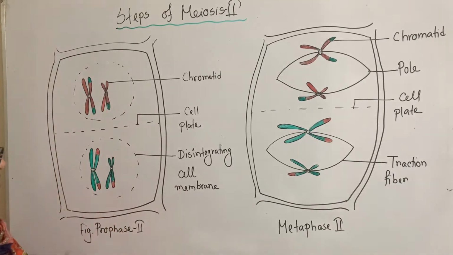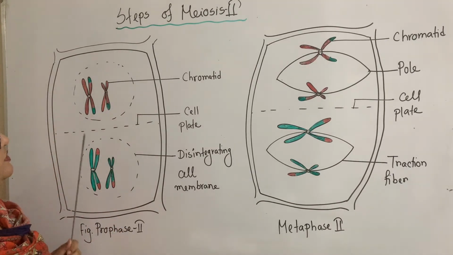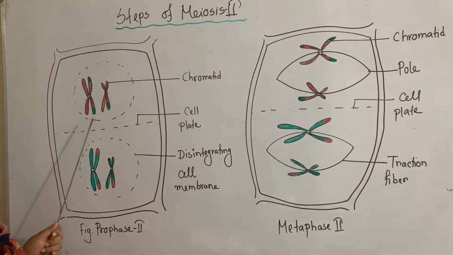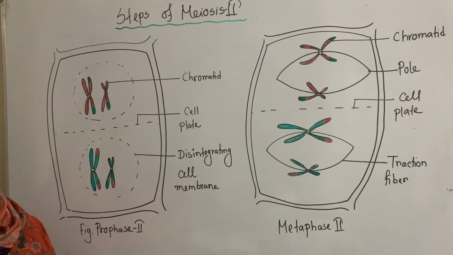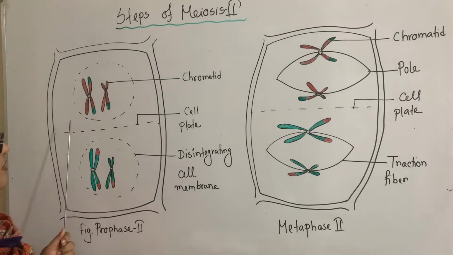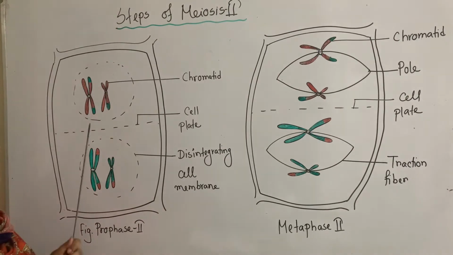Now, first of all, prophase 2. You can see I use here two colors. One is green, another one is red. It indicates the homologous chromosomes of the parental cells, that is, one pair comes from the father and another pair comes from the mother, and already due to crossing over, different pairs of the chromosomes have been exchanged.